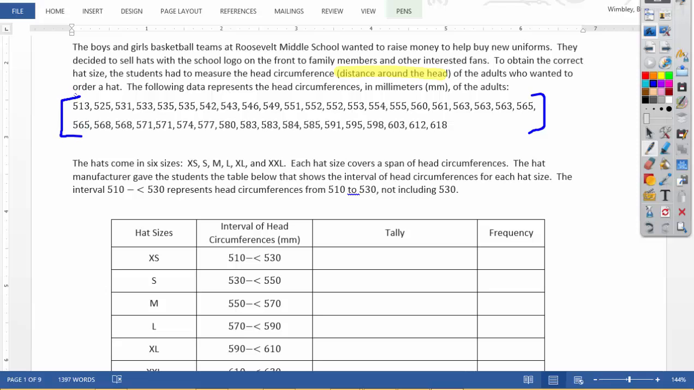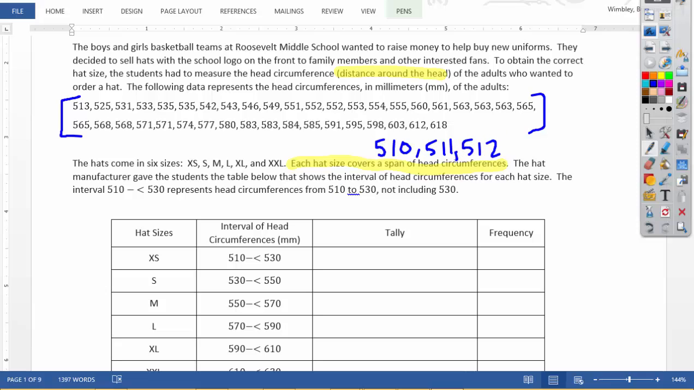The hats come in 6 sizes: extra small, small, medium, large, extra large, and double extra large. Each hat size covers a span of head circumferences. So this is going to be important. It says each hat size covers a span of head circumferences, meaning a small doesn't fit just one size like a 510. It will fit 510, 511, 512. That's what span means. It means multiple.